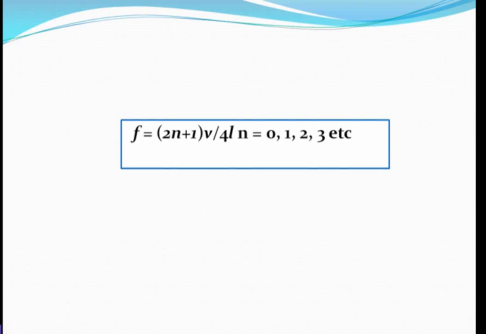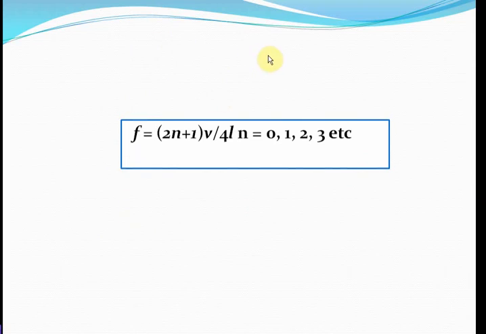I can repeat that there are two constraints in case of a closed organ pipe. One constraint is the closed end, where the displacement has to be 0, and the other constraint is the open end, where the pressure change has to be 0. You can remember this equation, F equal to 2n plus 1 into V by 4L in case of a closed organ pipe. This is the range of permitted frequencies in case of a closed organ pipe.